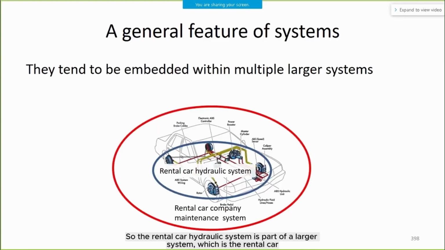So the rental car hydraulic system is part of a larger system, which is the rental car company maintenance system. So that you keep the car on the road and you keep the car hydraulic system functioning because you have maintenance engineers who are in a position to maintain it. If all of them went away, your system would fail. Not immediately, but quickly. You would not have a rental car system anymore. Your enterprise would die. So the larger system to which they belong is an important, we can't say it's an element of this system, but it's an important backdrop to this system.